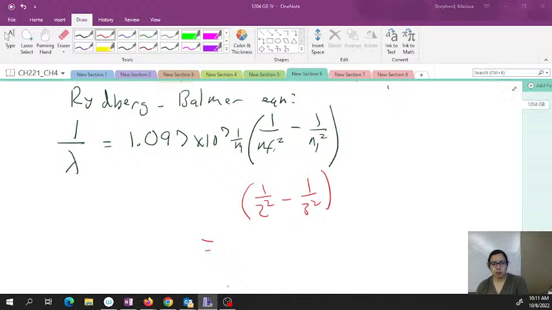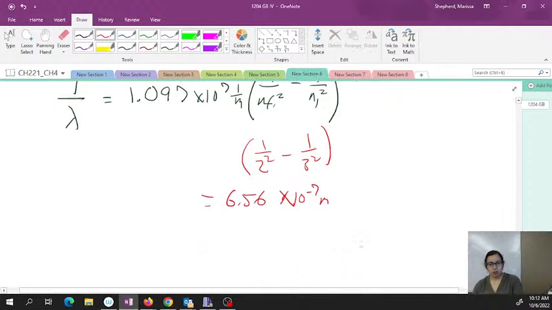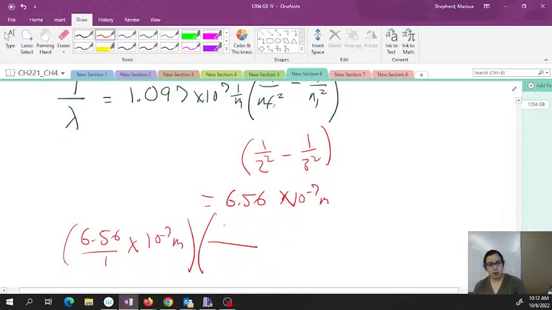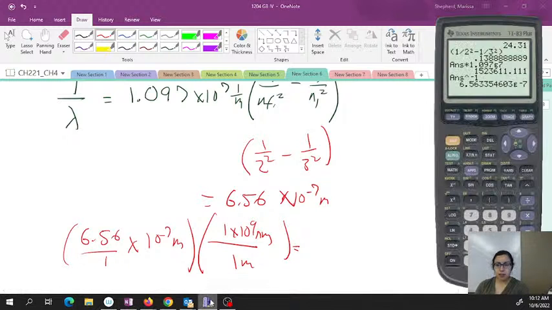So 6.56 times 10 to the negative 7th. So I'm just going to do my conversion over here. So times 10 to the negative 7 meters. Convert to nanometers, since they always give it to us in nanometers. So 1 times 10 to the 9th nanometers equals 1 meter. So multiply this by 1 times 10 to the 9th.